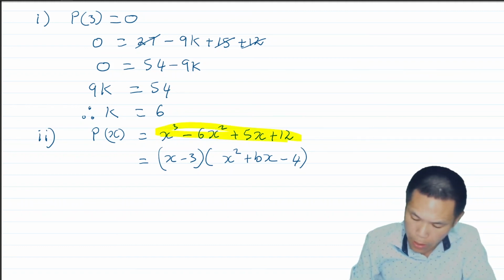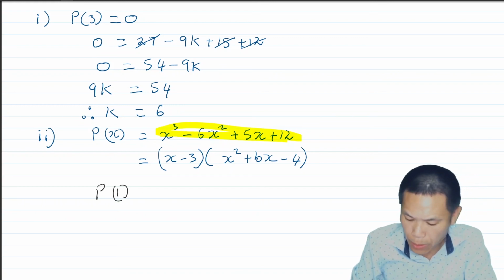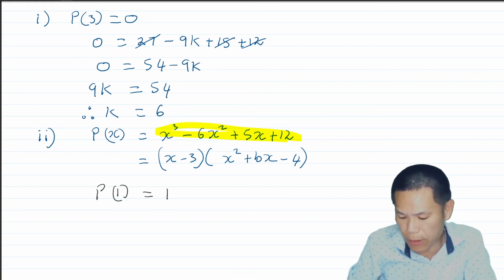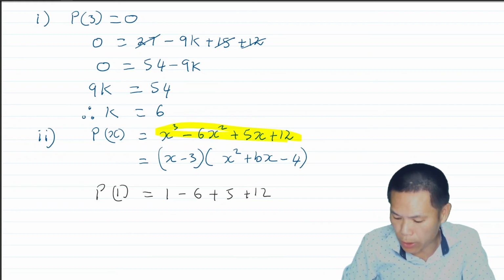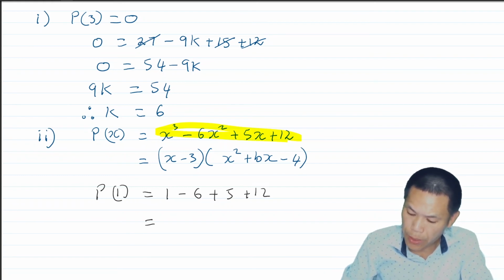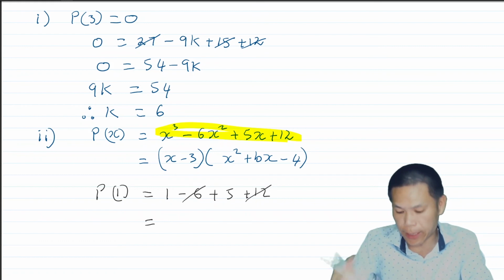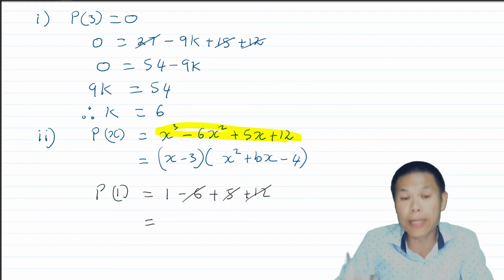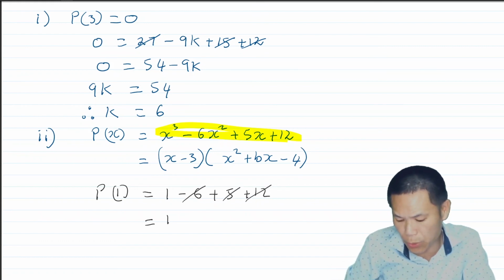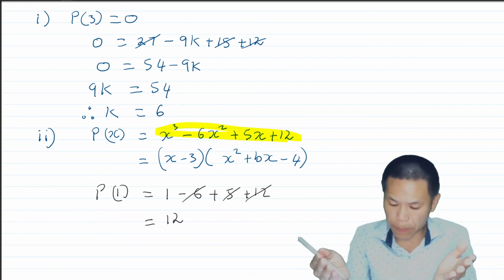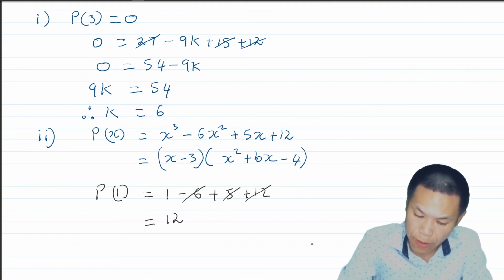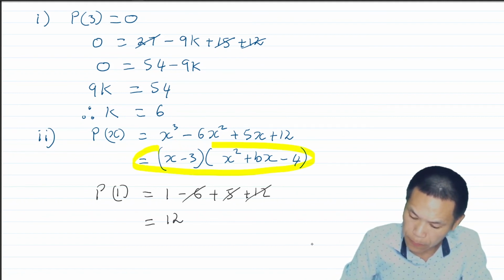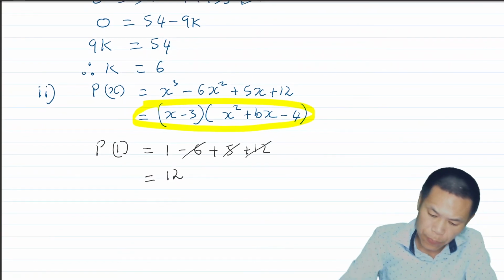So just write p(1), which gives me 1 to the power 3 is 1, minus 6 times 1 is 6, plus 5 times 1 is 5, and then plus 12. So 1 minus 6 is negative 5, plus 5 is 0, plus 12 is 12. There you go, p(1). Then we need to find p(1) for this. So I just write this down.